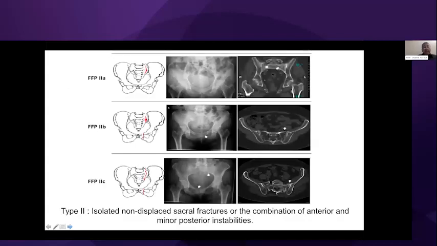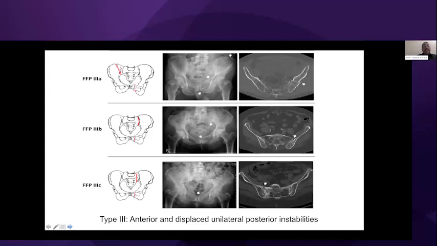Type 2, we have a non-displaced posterior lesion combined with an anterior one, and we don't have displacement. These are usually showing minimal instability. Type 3, we have a posterior unstable lesion. This is the difference between type 2 and type 3. Instability of the posterior lesion means we have displacement.